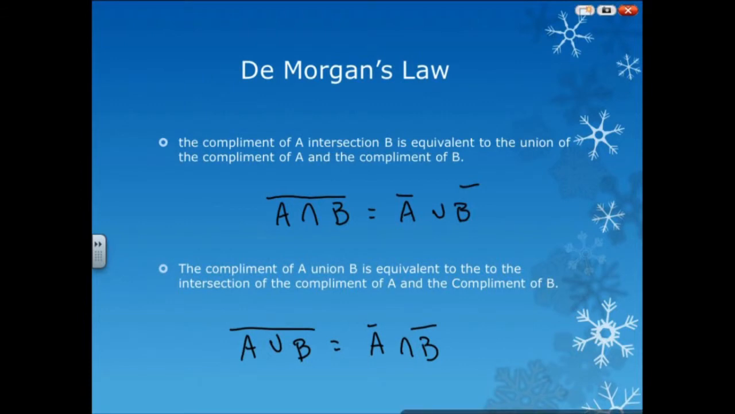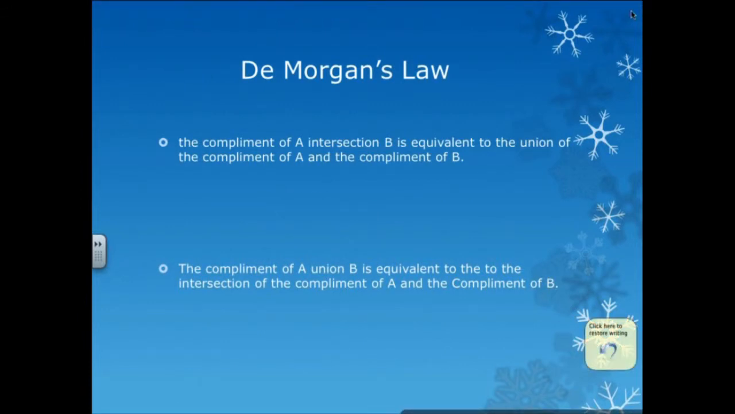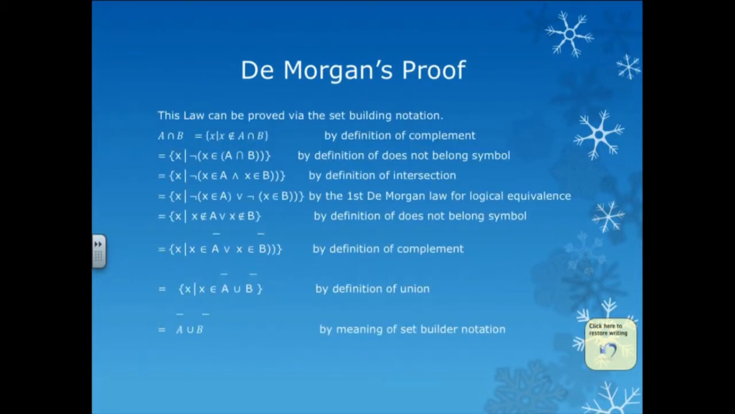We will use set builder notation and logical equivalences to establish the first De Morgan's law for sets. The complement of A intersection B is the set of x such that x is not an element of A intersection B.